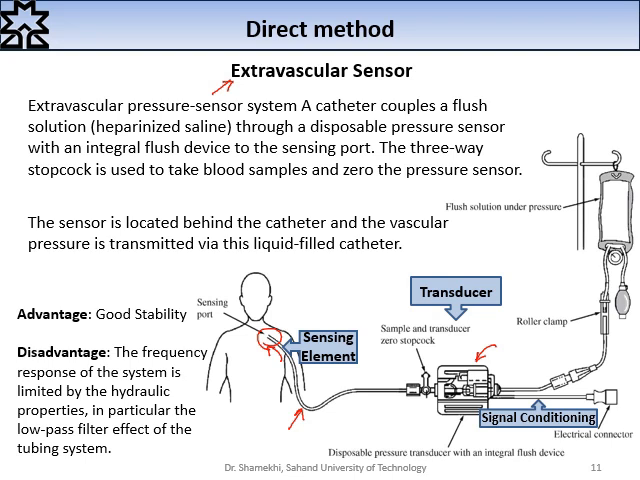And this system couples a flush solution. The flush solution is inside this bag, and using some pressure controlling system, we will calibrate the pressure inside the connected pipe system, inside our transducer, our sensing element, and also the piping system.